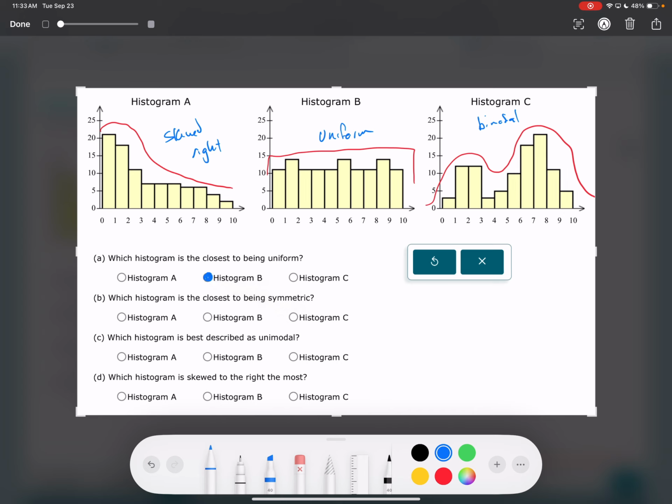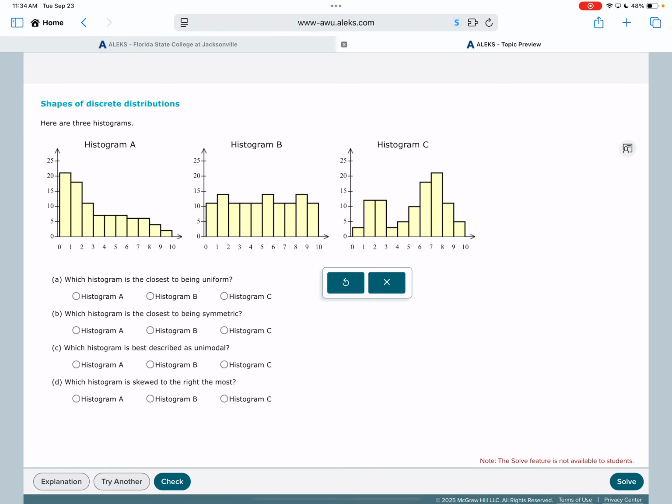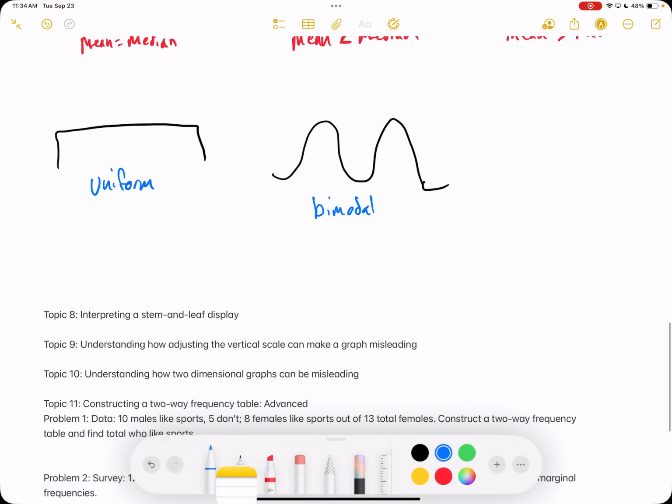Which histogram is described as unimodal? Unimodal is like a unicycle, 1 wheel, right? So 1 peak. Okay, so that means 1 peak. And that would be A, right? A only has 1 peak. Which histogram is skewed to the right the most? And that would also be A. Okay, so I never answered C on this. That will happen on some of these, so just be careful with your answers there.